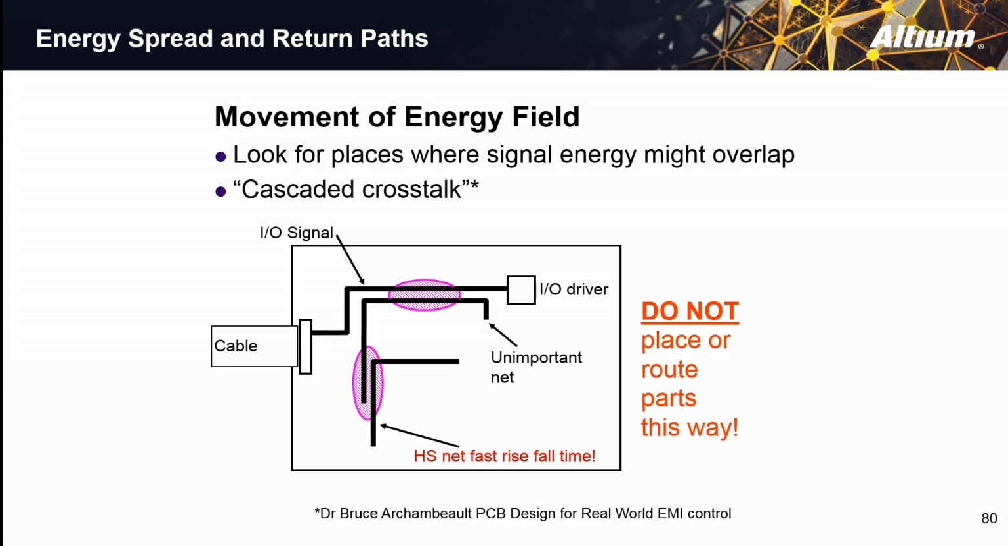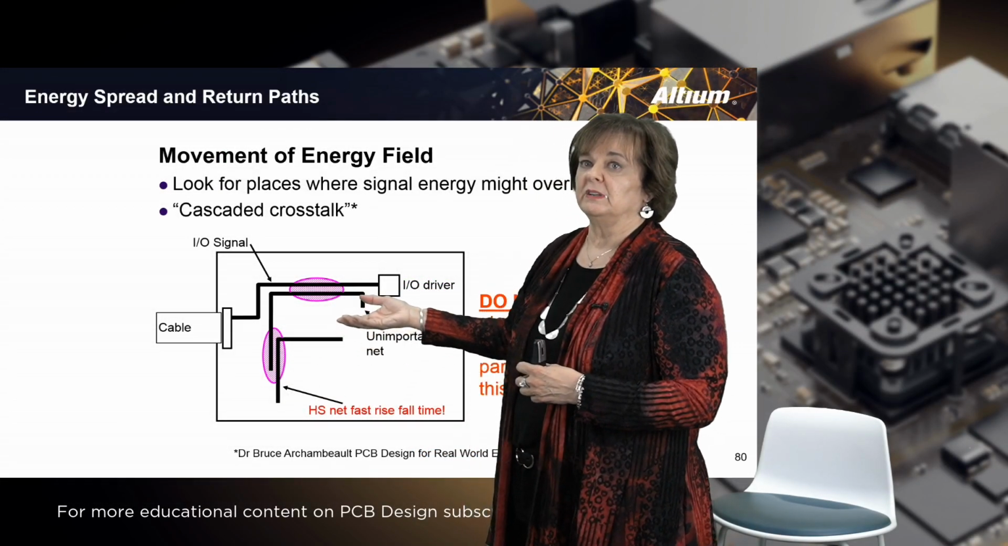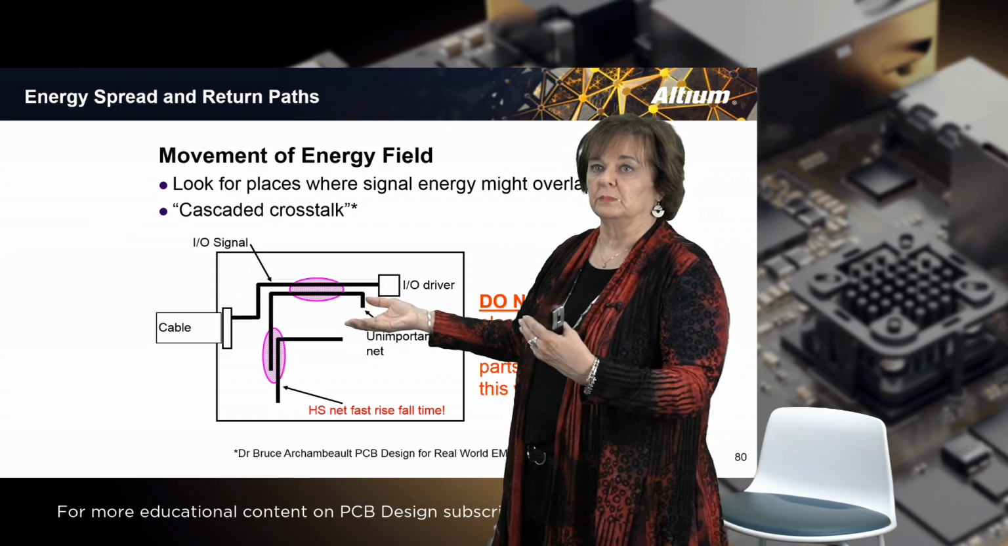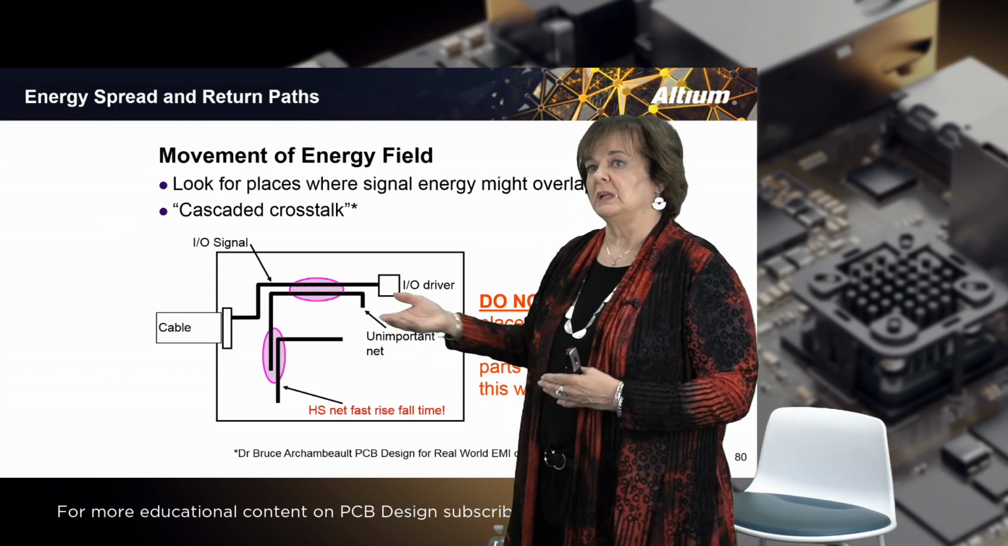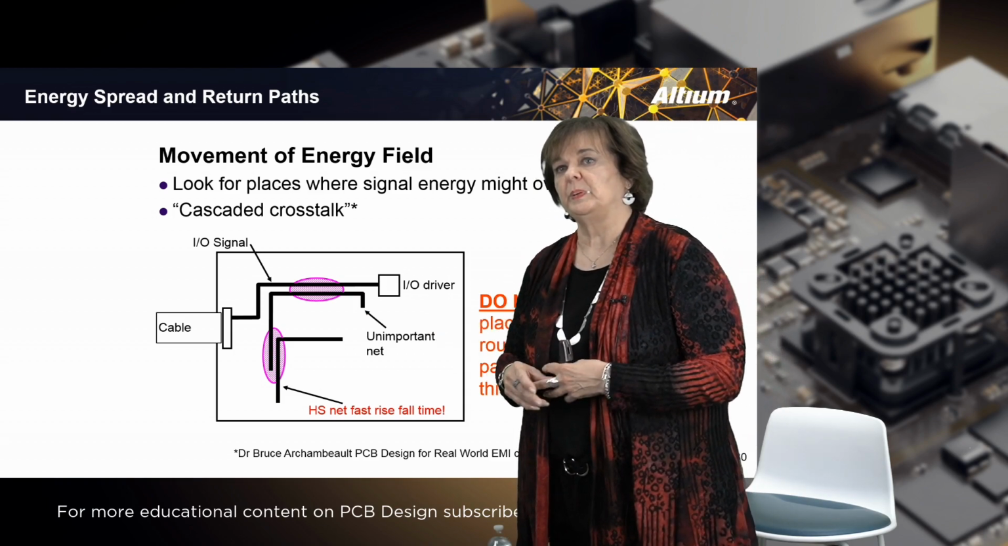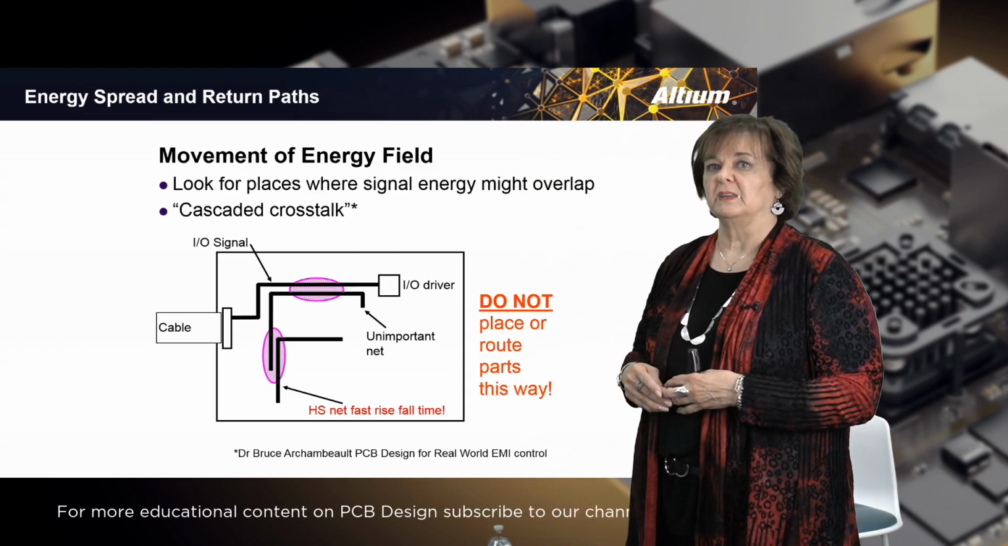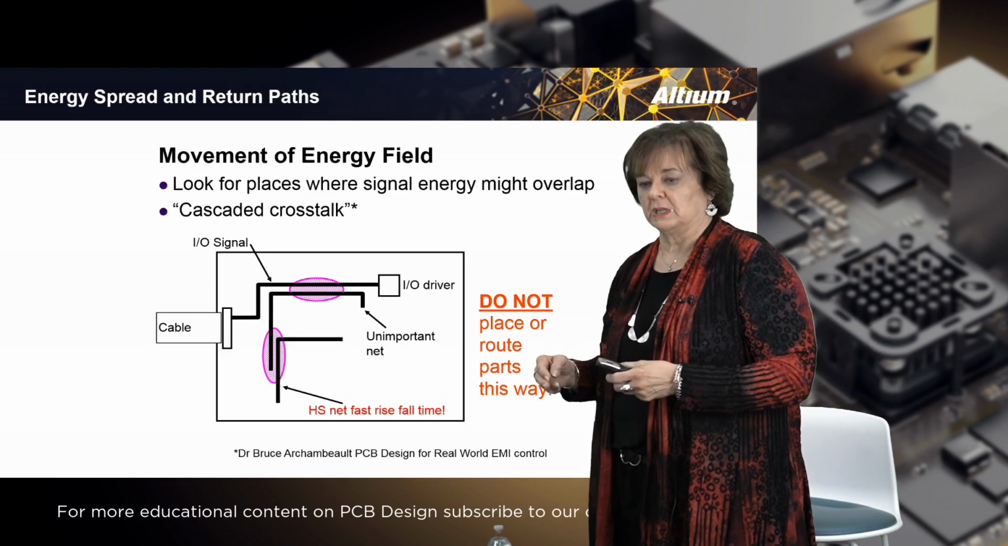It's important to keep them very, very compact and close to one another so that there is no possibility of creating energy. This is called cascaded crosstalk by the man who first discussed it, Dr. Bruce Archambault. And what he's saying is the energy can come from someplace else, even if you're careful to only route with something unimportant nearby. It's still not necessarily going to work for you. So be very careful how you route anything that goes anywhere near an I/O section of the board.